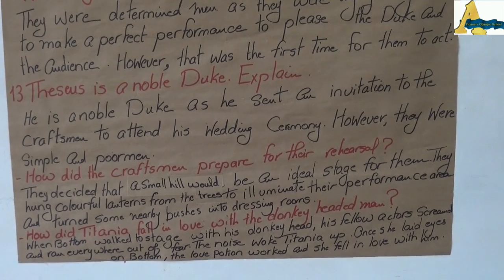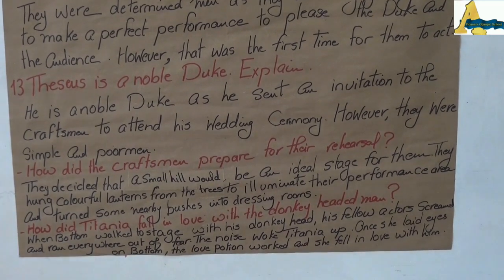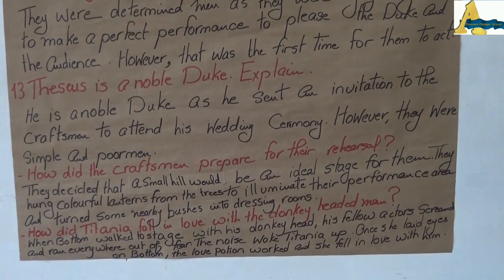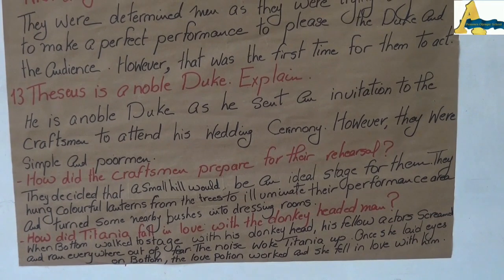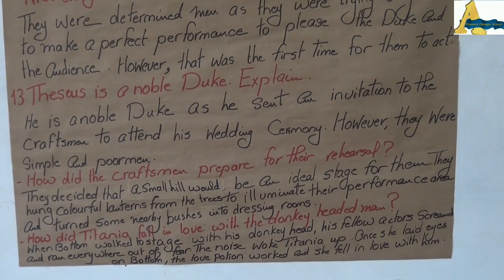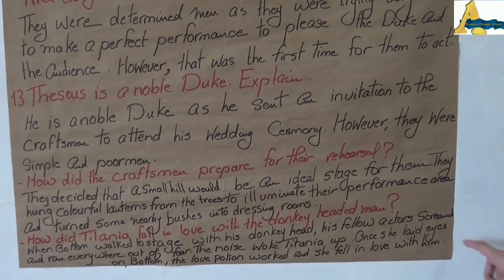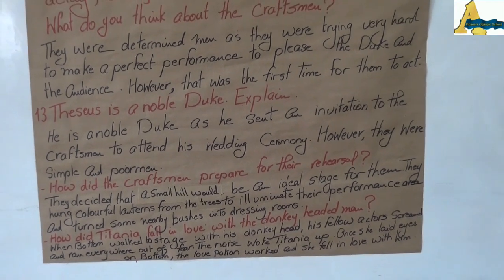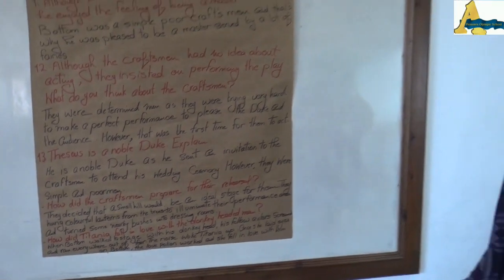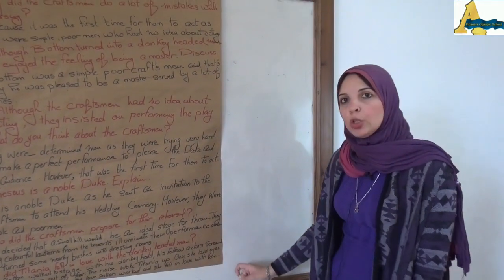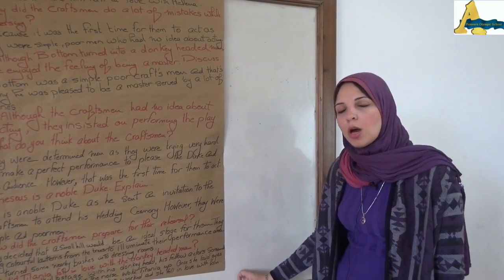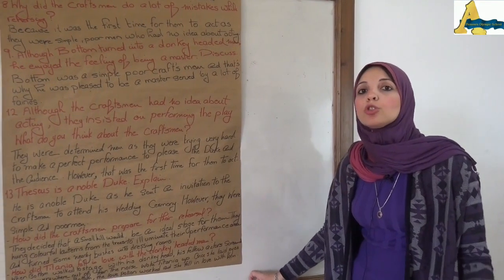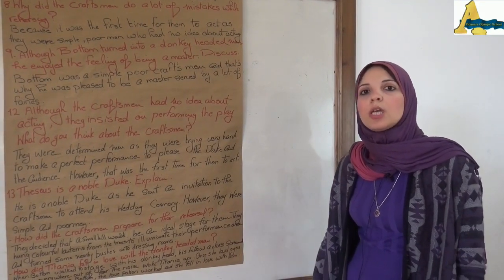How did Titania fall in love with a donkey-headed man? When Bottom walked onto the stage with his donkey head, his fellow actors screamed and ran everywhere out of fear. And the noise woke Titania up. Once she laid eyes on Bottom, the love potion worked and she fell in love with him. Remember, it was because the King of Fairies decided to take his revenge on her by pouring the love potion so she would fall in love with a ridiculous creature.